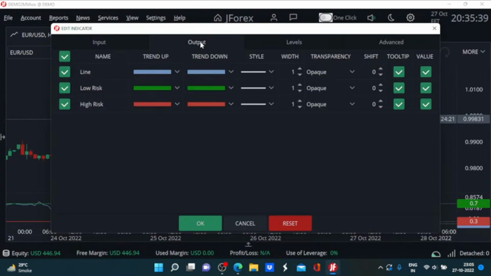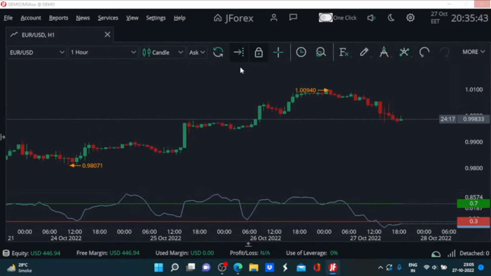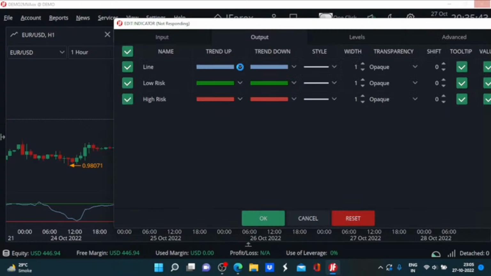Output. Coming to these parameters, the line, we have this bluish line. If you want to go for much brighter colors, of course you have the choice to do so. All you have to do is go for any color of your choice. You can go for different color combinations also for defining trend up and trend down. You can also change the styling factor of the line from a plain simple line to any other styling which are provided on the chart can be opted for.